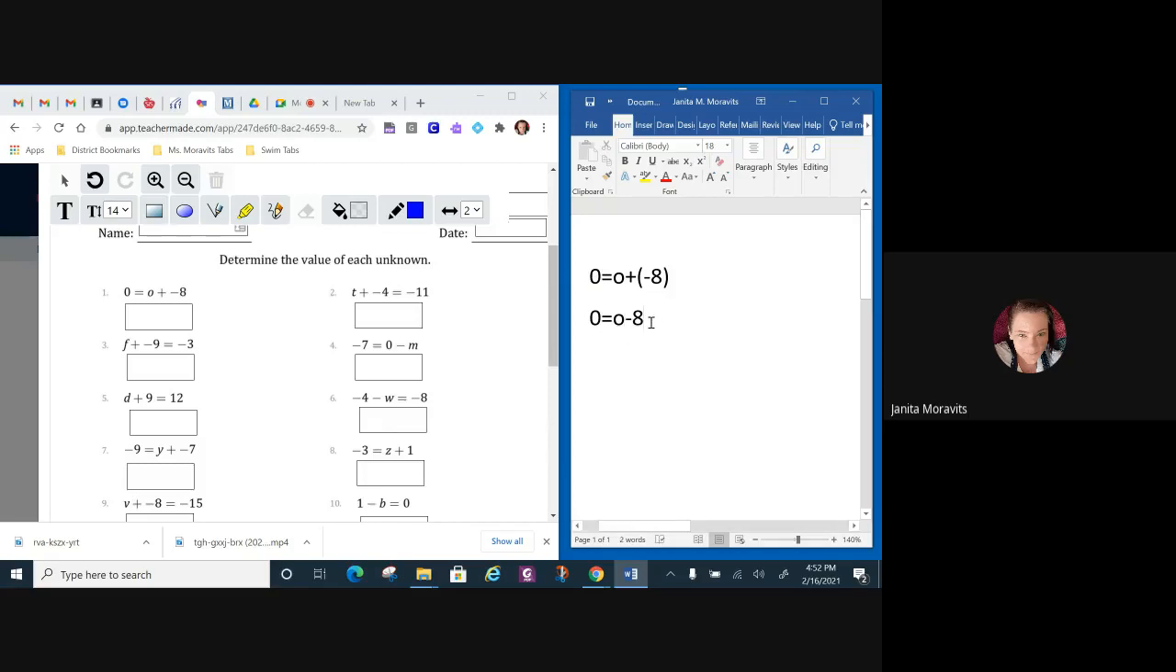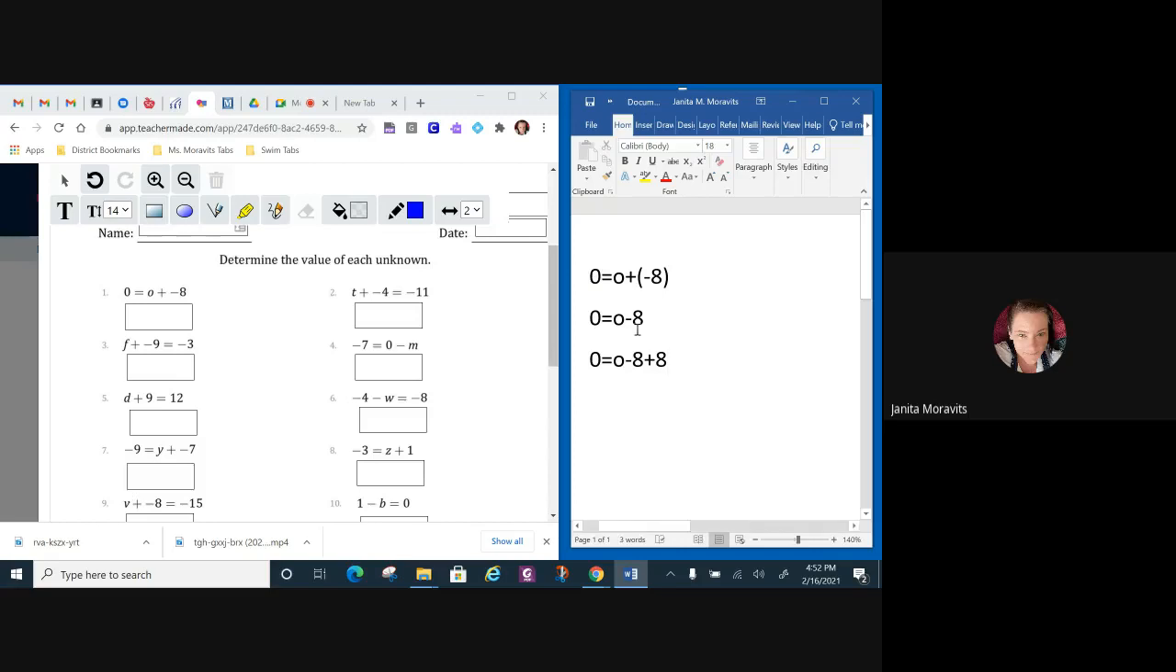All right, so if we want our O to be by itself, please don't get these confused. This is an O and this is a 0. Well, if we want this O to be all by itself, we have to get rid of this minus 8. So to get rid of a minus 8, we have to add an 8 to it.